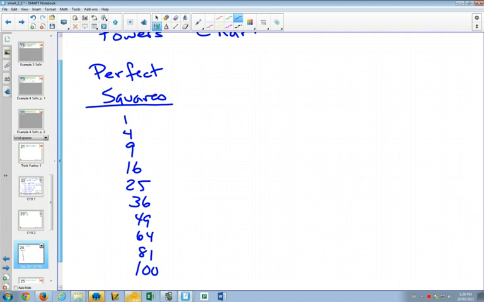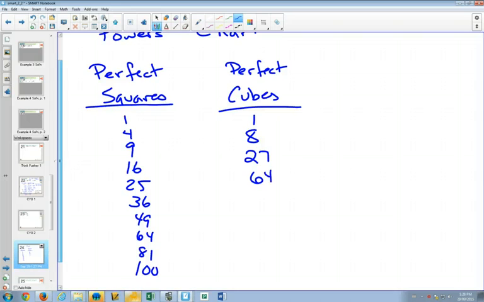Perfect cubes. Well, of course there's 1, because 1 times 1 times 1 is 1. What's the next perfect cube? 8. 2 times 2 times 2. 3 times 3 times 3? 27. 4 times 4 times 4? 64.